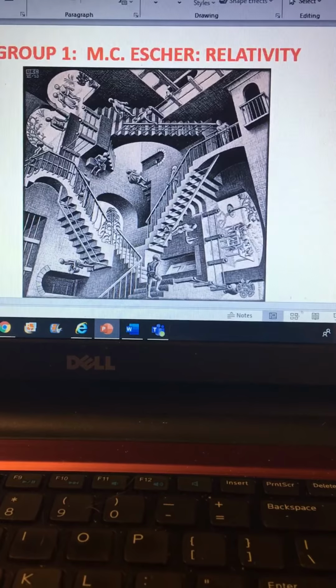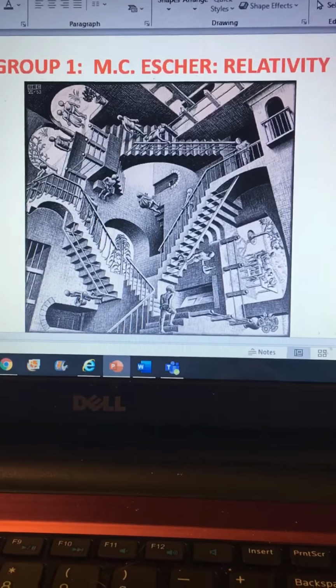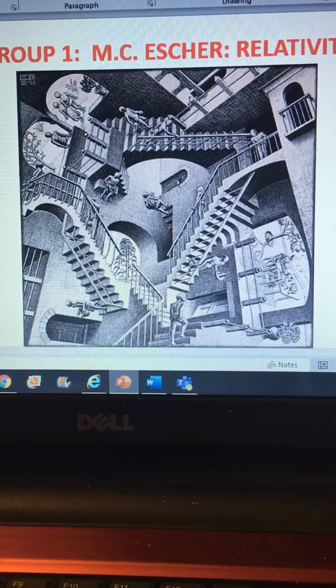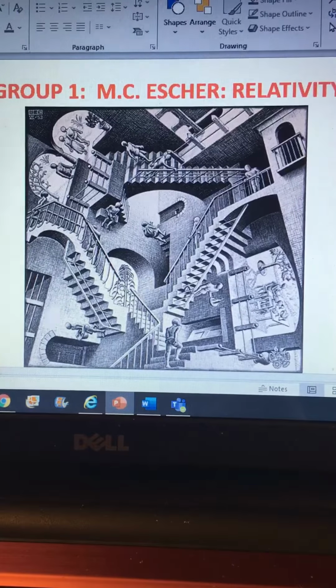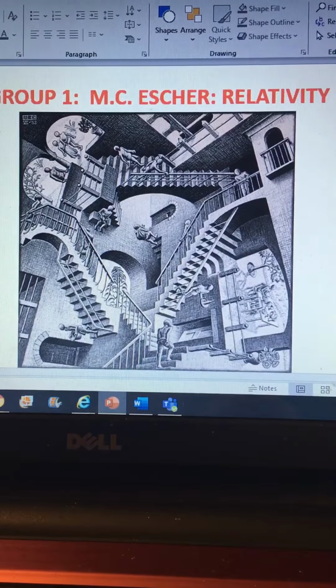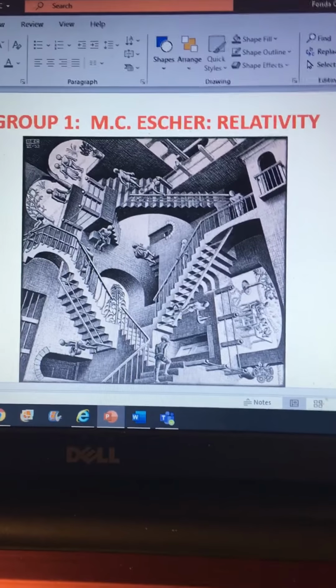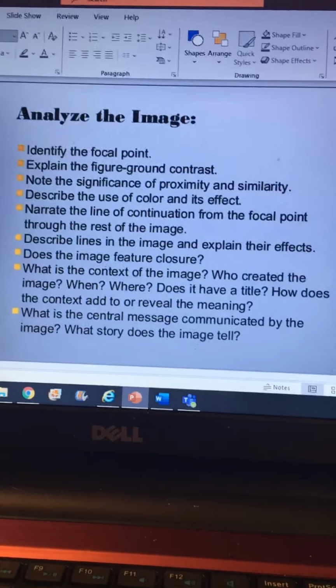The artist is M.C. Escher, and this is one of his most famous lithographs. It's called Relativity. I think most of you will recognize this. So you're going to look at this image, and look up M.C. Escher and see what you can find out about his artwork and what exactly he's trying to accomplish in works like this, or this one specifically, with all of these questions that you saw on that slide.